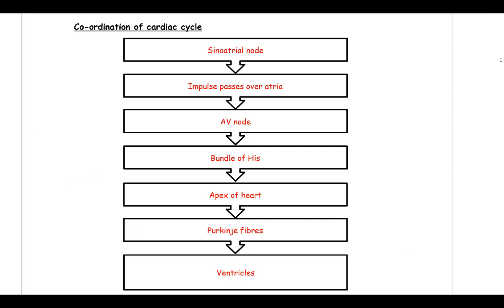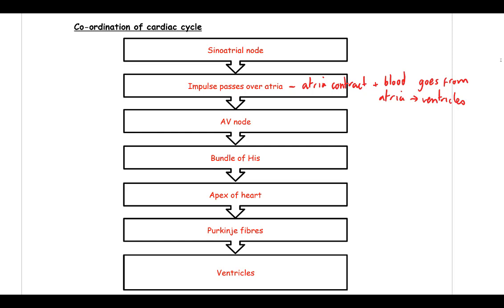And this part just shows a little summary, so you'll find this in the back of your books. From the SA node, the impulse is produced, the impulse passes over the atria, and at this point the atria contract, and blood goes from the atria to the ventricles. The impulse goes to the AV node.